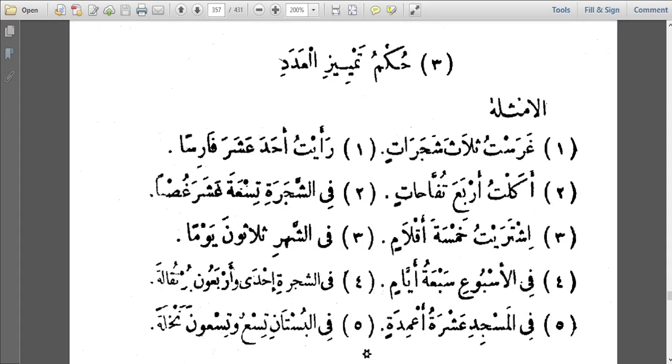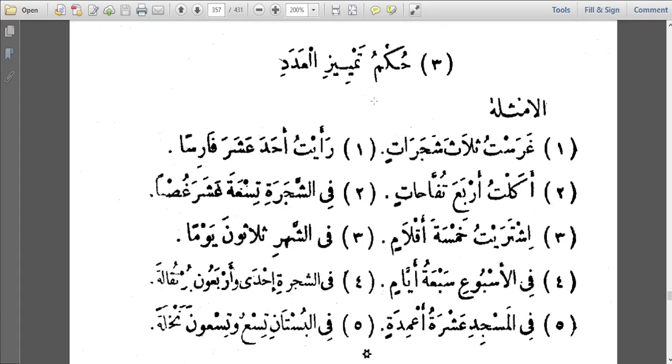We are still on the تمييز and we are looking at the حكم تمييز. Basically, we are looking at the أحكام of the different forms of the تمييز that we have. And then we've looked at the حكم تمييز الوزن والكيل والمساحة. And we are going to look at the حكم تمييز العدد.